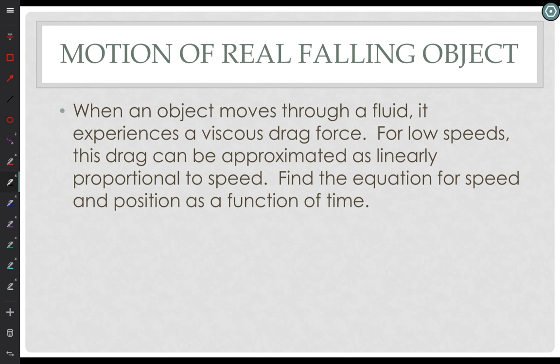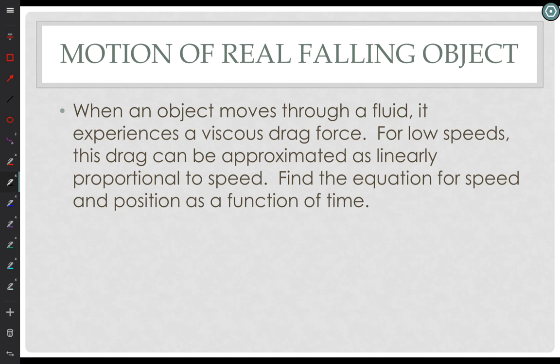Motion of a real object. When an object moves through a fluid, it experiences a viscous drag. What's an example of an object moving through a real fluid? The ball going through the air. A person falling from an airplane. Those are objects going through viscous fluids. A lot of people don't think about air as a fluid, but a fluid is just something that flows. Air certainly flows. It's a fluid.